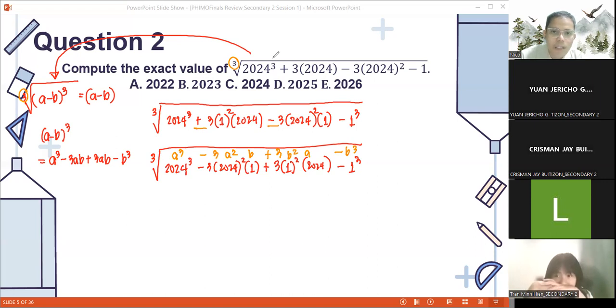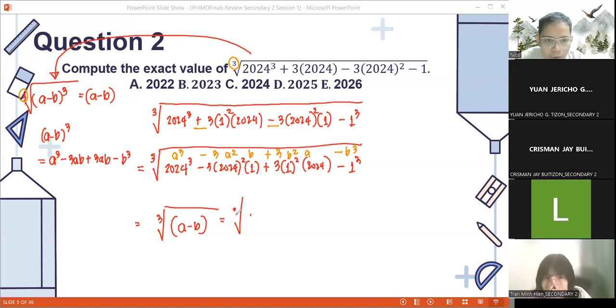So meaning we can simplify this one into the cube root of (a minus b) cube, which is the cube root of (2024 minus 1) cube, right? Because this is raised to 3 and this is a cube root, you can remove the cube and the cube root. So the answer here is 2023.